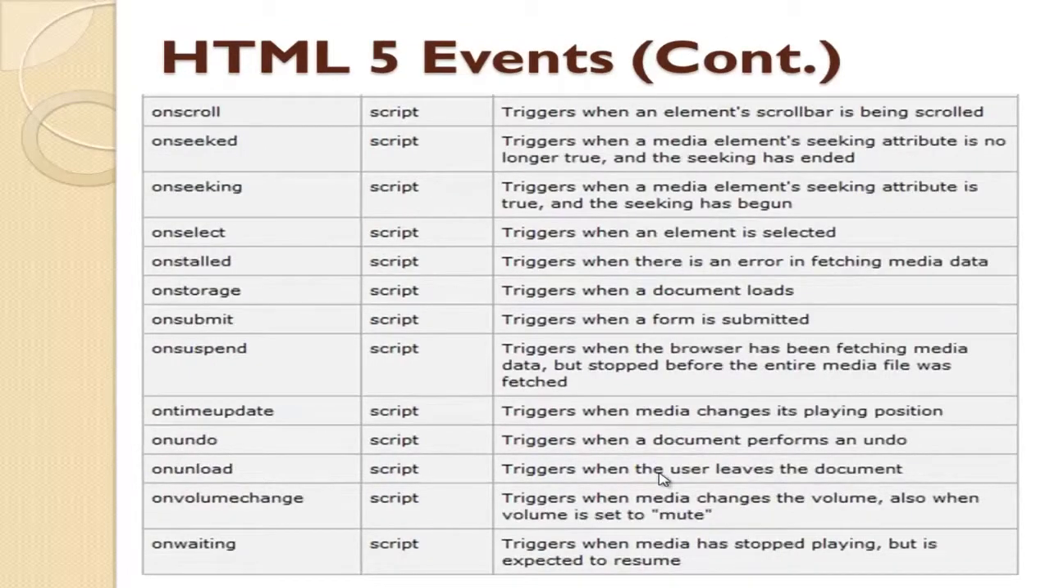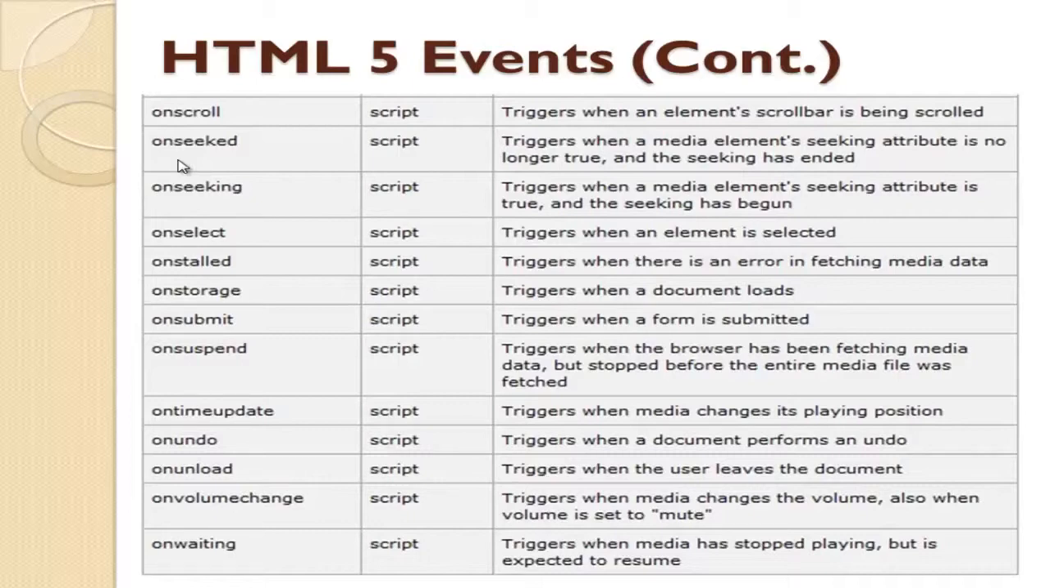Then we have onscroll. It triggers when an element's scrolling bar is being scrolled. Onseeked triggers when a media element's seeking attribute is no longer true and the seeking has ended. Onseeking triggers when a media element's seeking attribute is true and the seeking has begun. Onselect triggers when an element is selected. Onstalled triggers when there is an error in fetching media data. Onstorage triggers when a document loads. Onsubmit triggers when a form is submitted.